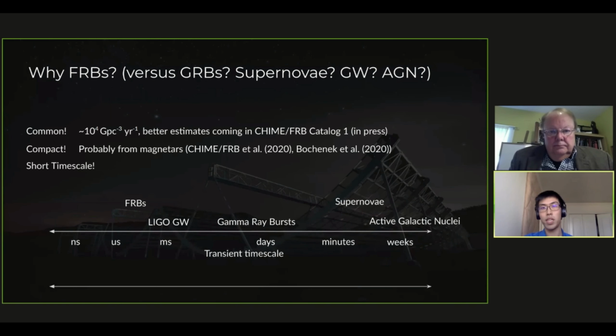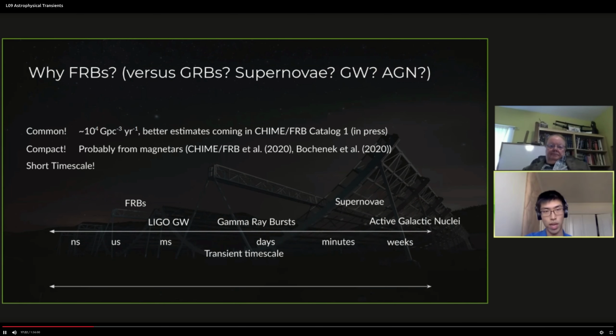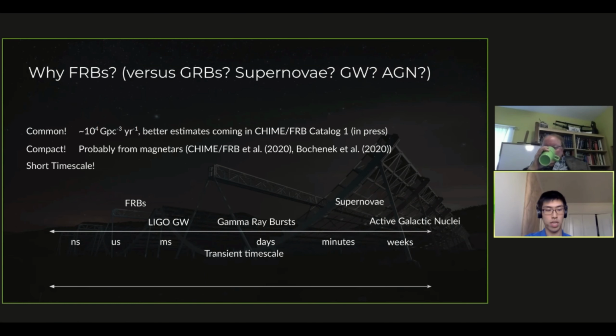For one, FRBs are extremely common. They occur at a rate of about 10,000 over the night sky per year. FRBs also come from compact central engines, probably from magnetars, and this gives them a very short time scale. So you can see here on this one-dimensional projection of the transient phase space plot that FRBs are already some of the fastest transients in the night sky.